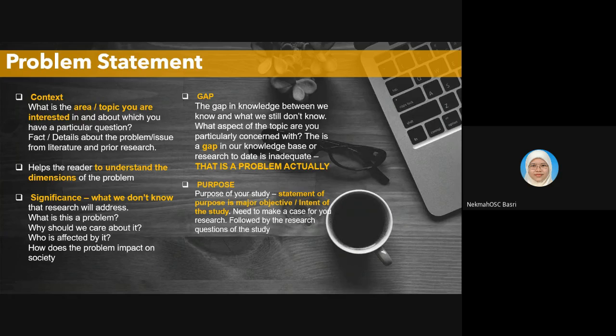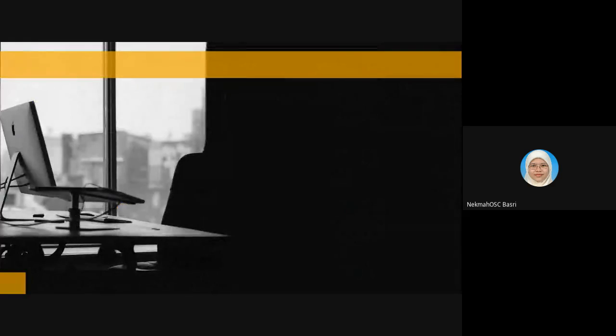And the purpose of the study: the statement of purpose is the major objective or intent of the study. We need to make a case for your research, followed by the research question of the study. And finally, the research questions: what are the specific research questions that elaborate the research purpose? This is taken from Merriam and Tisdell, 2019, and also Bloomberg and Volpe, 2018.